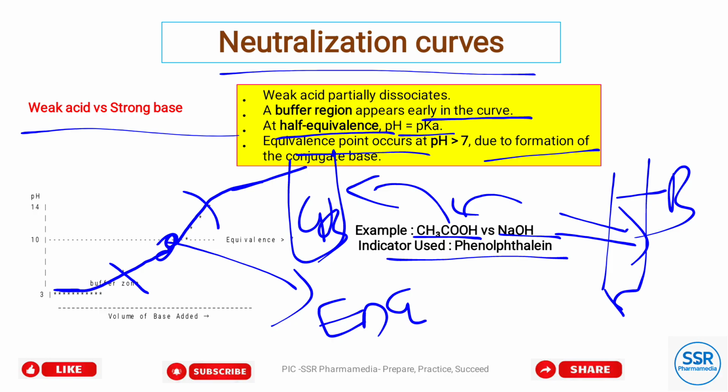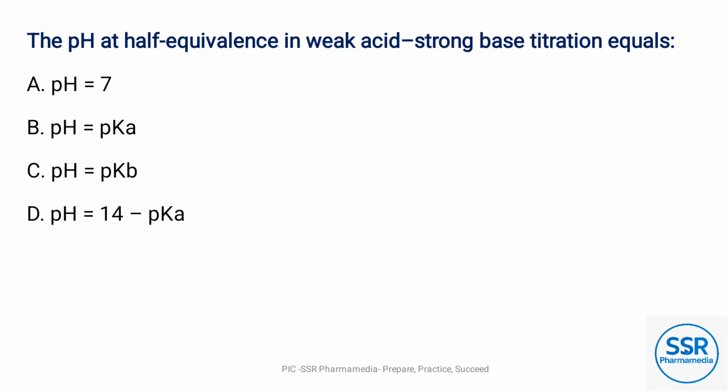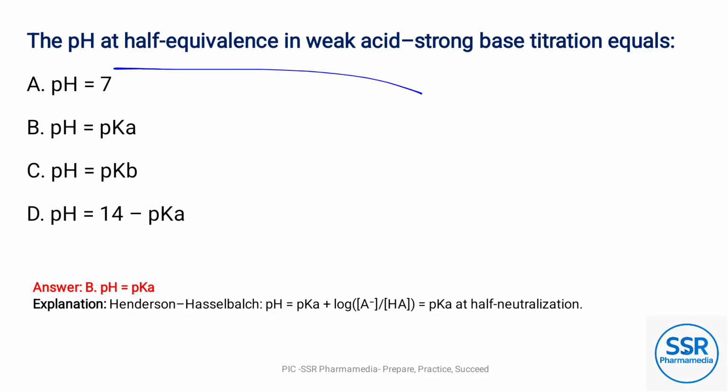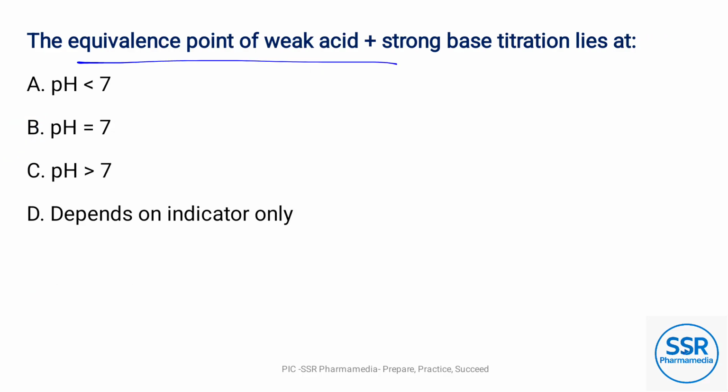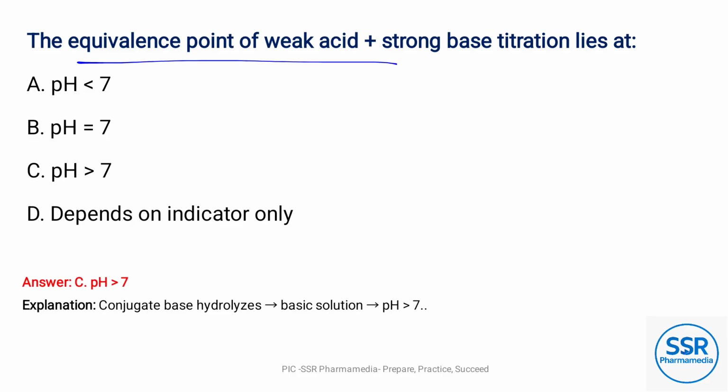So here the indicator phenolphthalein is used. The pH at half equivalence in a weak acid, strong base titration equals, so option B, pH is equal to pKa. The equivalence point of a weak acid plus strong base titration lies at, so option C is the answer.